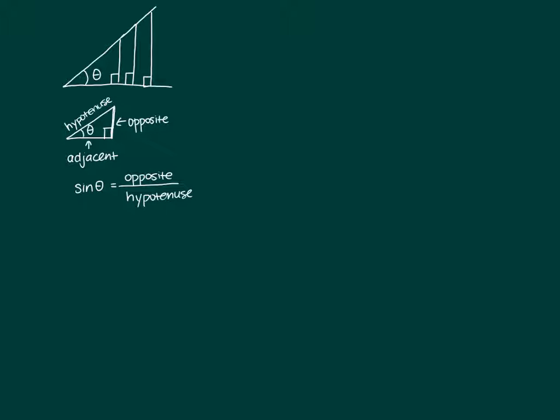If we look at cosine, cosine also uses hypotenuse on the denominator, but for cosine, it is adjacent over hypotenuse. And the third one that we'll look at today is tangent of the angle, which is the opposite over adjacent. Another way to look at tangent is sine over cosine.